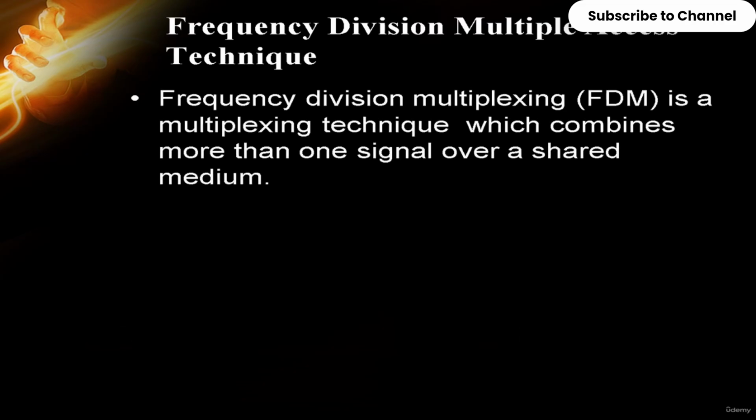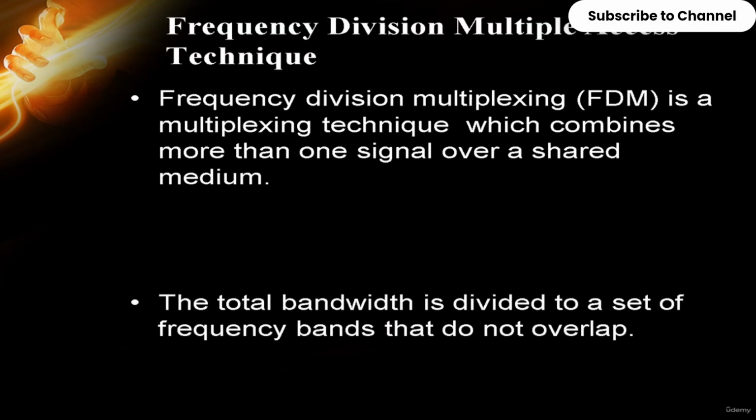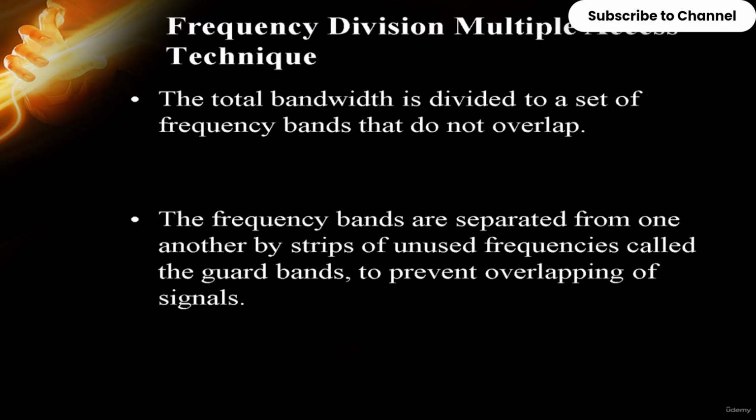Next is the frequency division multiple access technique. So how is it working? Frequency division multiple access combines more than one signal over a common shared medium. The total bandwidth is divided into frequency bands that do not overlap. So if you see, the total bandwidth is divided into a set of frequency bands. Like this, the bandwidths are divided. This is one bandwidth, and this is another bandwidth.